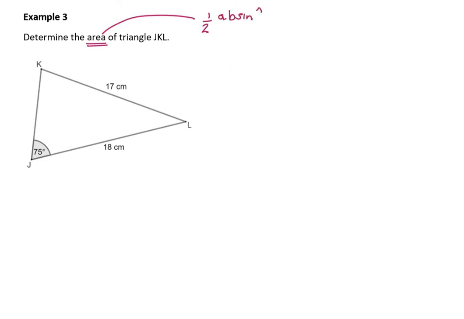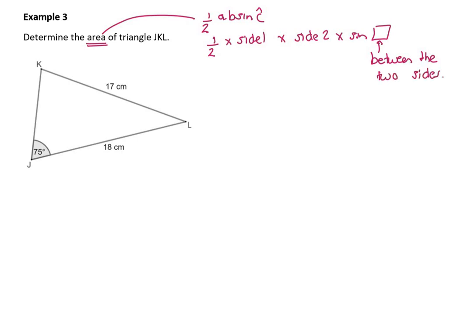But as I always say, there's no A's and B's in this particular question. So I don't like thinking of it as A's and B's. I like thinking of it as a half times side number 1 times side number 2 times sine, and this angle has to be between the two sides. So I always look for the sandwich of where is the angle between the two sides. So in this case, the only two I know is I know that and I know that so far.